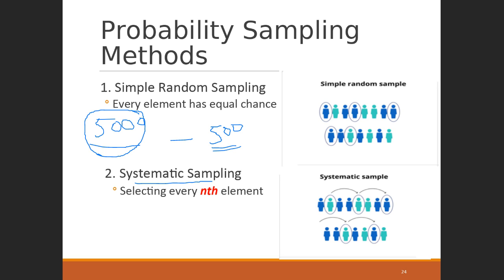Again, you need to have an updated population list for systematic sampling as well. If you don't have an updated sampling list, then you cannot choose that nth element strategy. So this is a very important requirement for both of these two strategies which we have discussed.